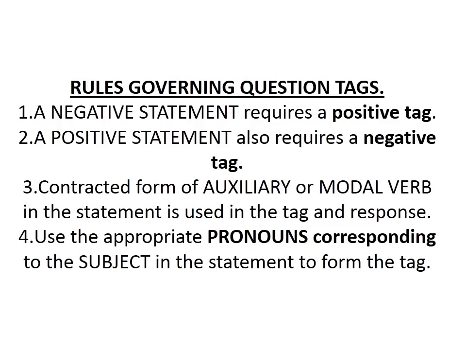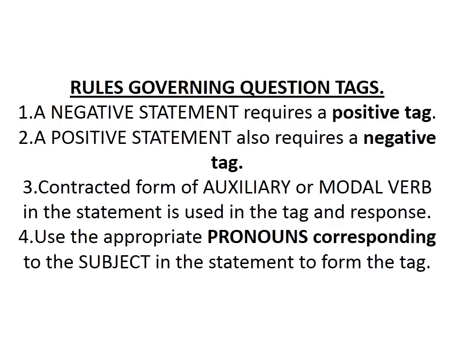3. The contracted form of the auxiliary or modal verb in the statement is used in the tag and response. When your tag happens to be a negative tag, the contracted form of the auxiliary or the modal verb is used. The contracted form is where you add not to the auxiliary verb provided. Good.